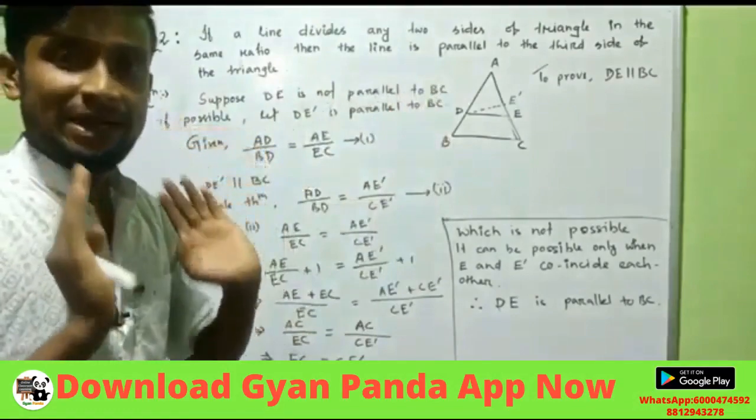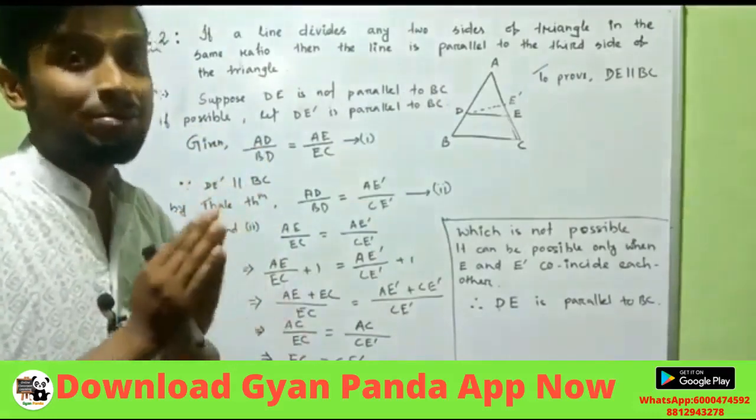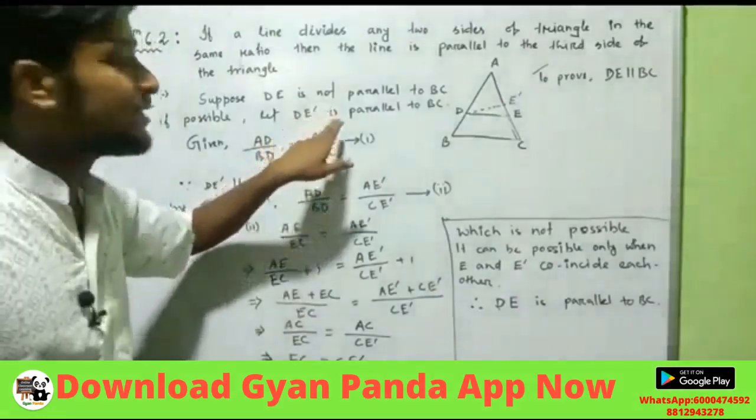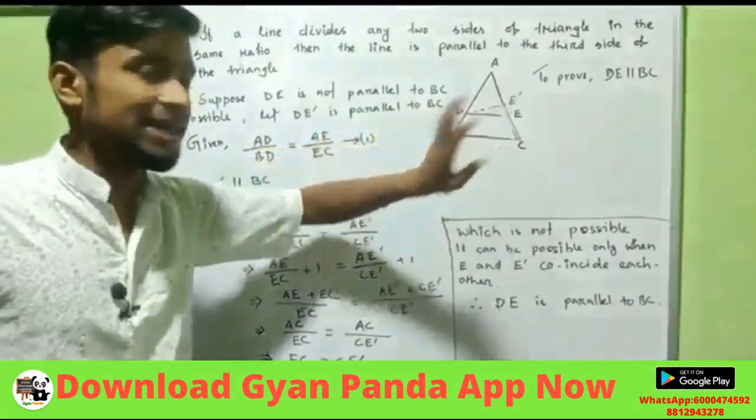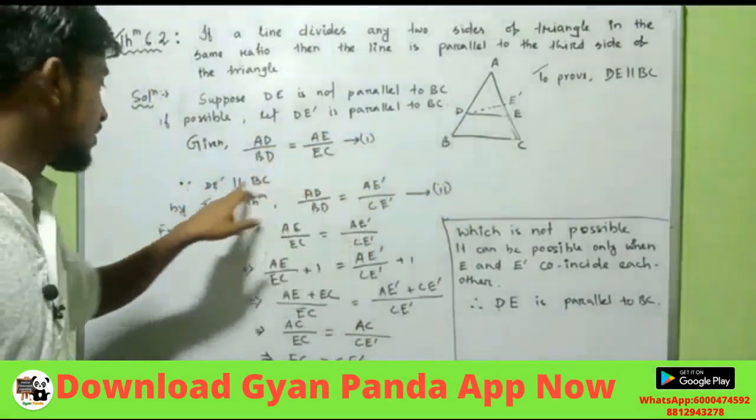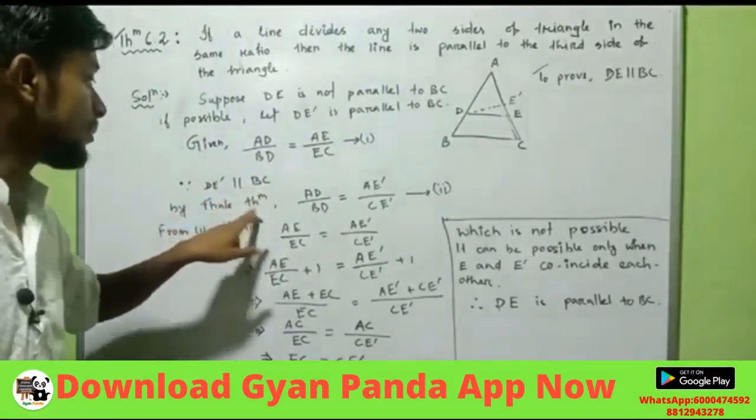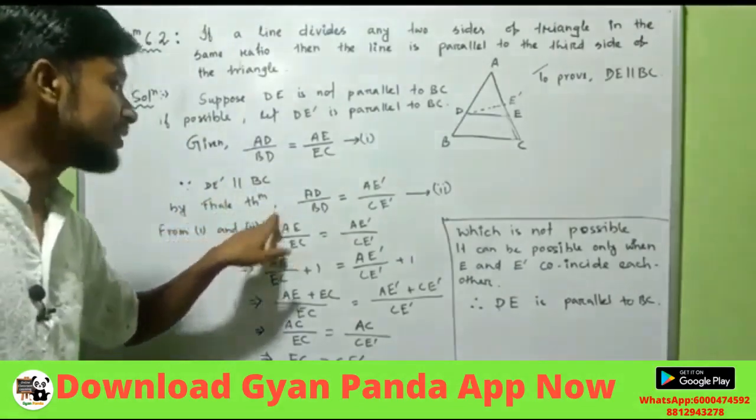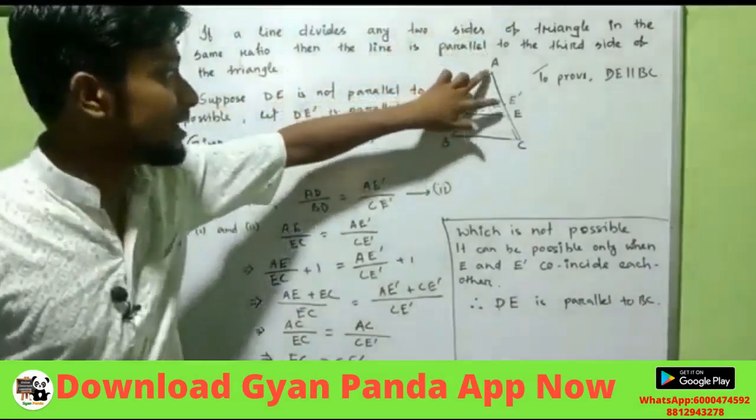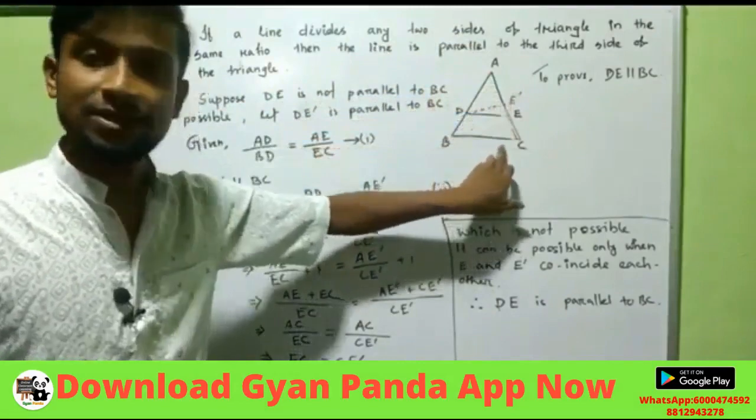If DE is not parallel to BC, that means there must be one line which will be parallel to BC. Okay, so we assumed DE dash to be parallel to BC. DE dash is any line which is parallel to BC. So it is given, right? So we took DE dash parallel to BC. So by Thales theorem we can say what? AD by BD is equal to AE dash by CE dash. AD by BD is equal to AE dash by CE dash. Why? Because DE dash is parallel to BC.